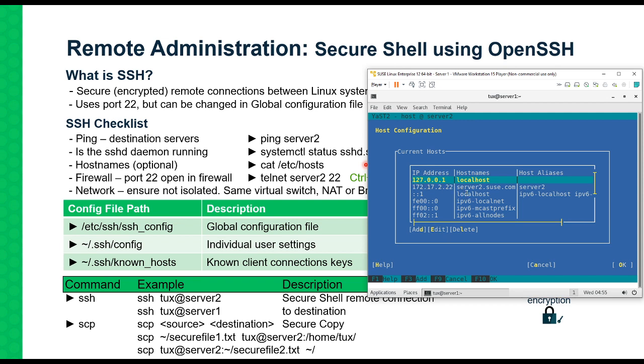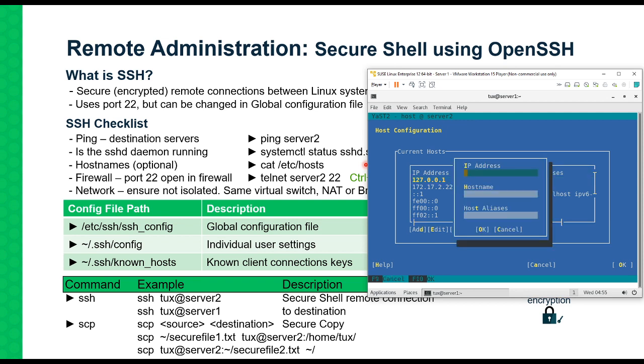It will be 172.17.2.21. So the IP address will be 172.17.2.21. That is the IP address for server 1. Then our full host name will be server1.suse.com, and then our alias will be the short name, just server1.